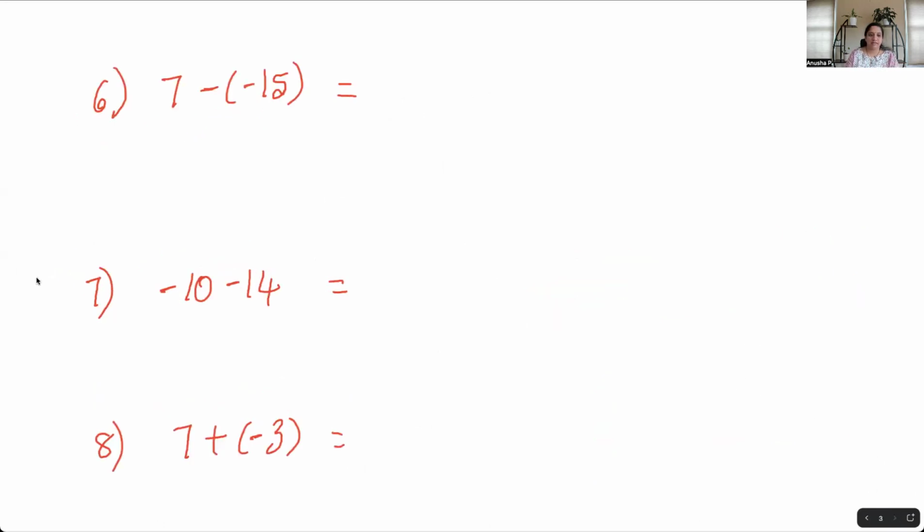So now again, in the sixth example, we have 7 minus of minus 15. So when you have a minus and a minus next to each other, make it plus 15. So we know 7 plus 15 is 22. Okay. In the seventh example, both the numbers have the same sign, minus 10, minus 14. When both the numbers have the same sign, add the two numbers. So 10 plus 14 is 24 and keep the same sign. Okay, so when both the numbers have the same sign, just add the two numbers and keep the same sign.